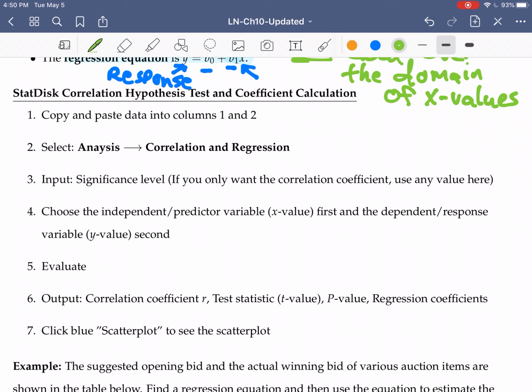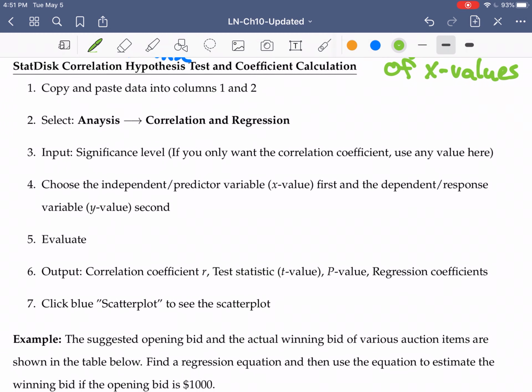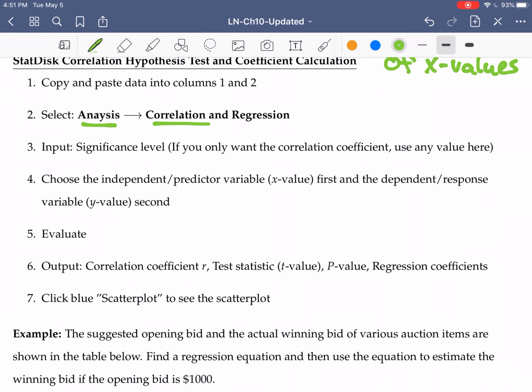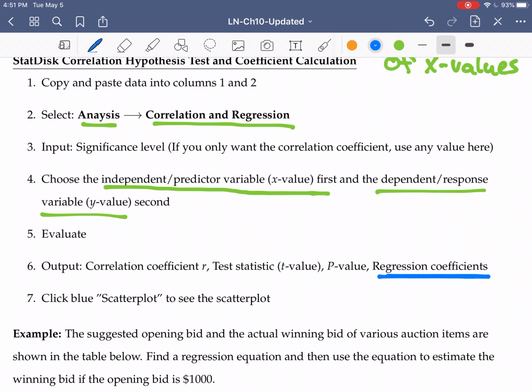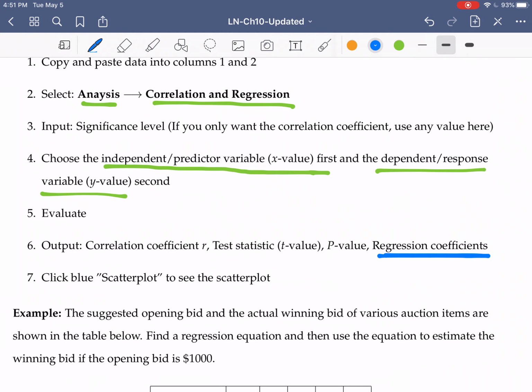To find this regression equation, we go through exactly the same process we went through to do the hypothesis test and get that correlation coefficient. So we choose analysis, correlation and regression. The independent predictor variable, the x value, we choose first, and the dependent response variable, the y value, we choose second. In our output this time, we are interested in the regression coefficients.